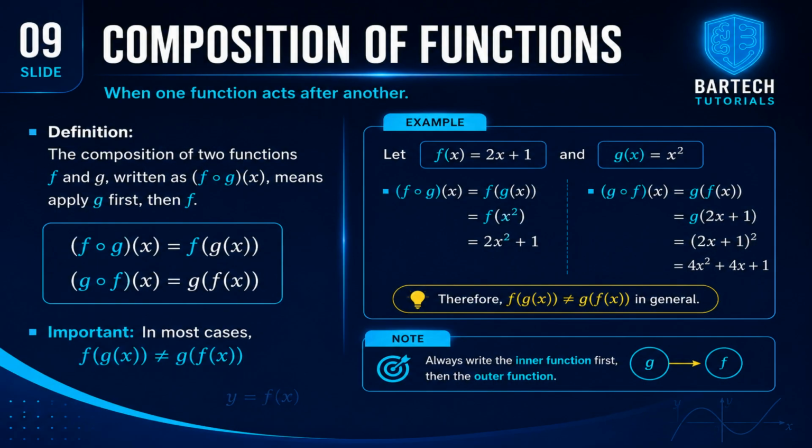Composition of functions occurs when one function acts after another, written as f of g of x. It is important to note that the order matters, as f of g of x is generally not equal to g of f of x.